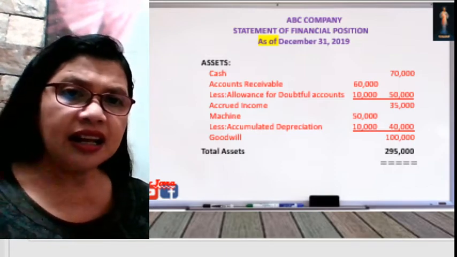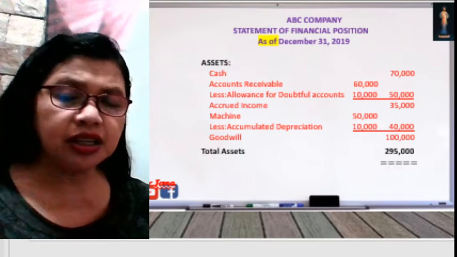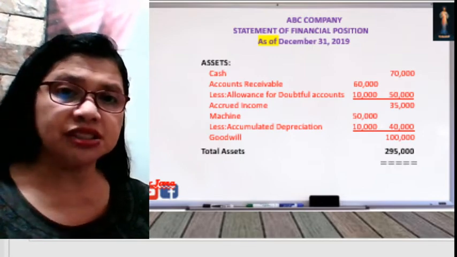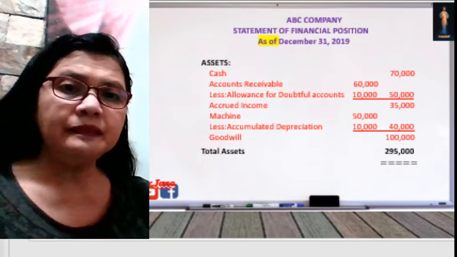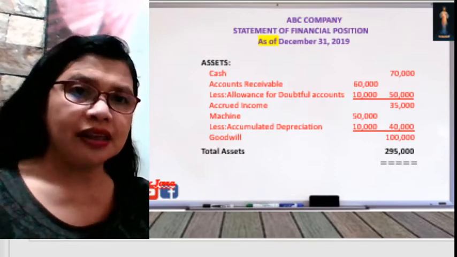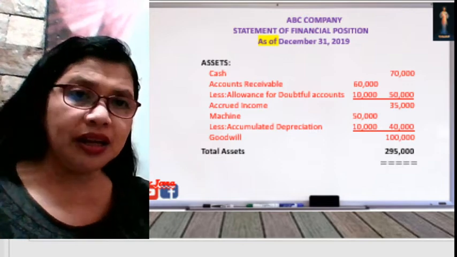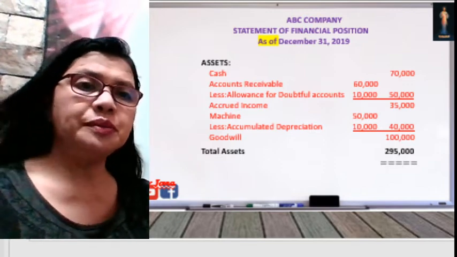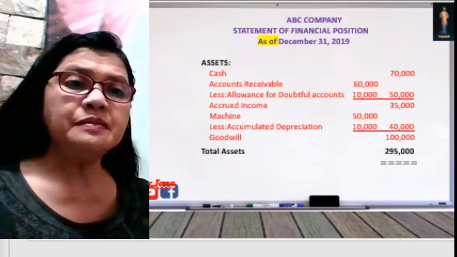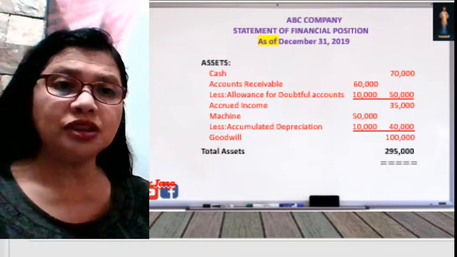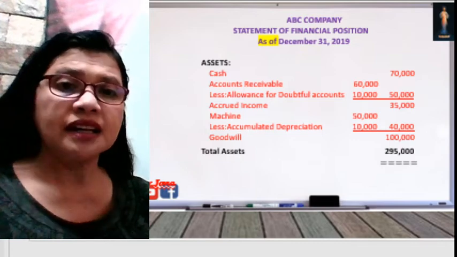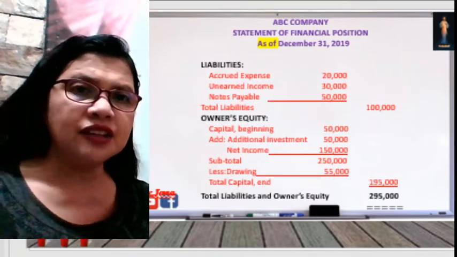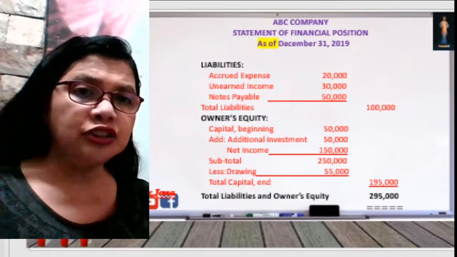Then the machine has an accumulated depreciation. So we get the net book value of the machine, which is 50 less 10. It will give us 40,000, plus the goodwill. A goodwill is a form of an intangible asset, which means this is the name, the good name, or the reputation of the name of the company in the business community. Then we have the liabilities and owner's equity.